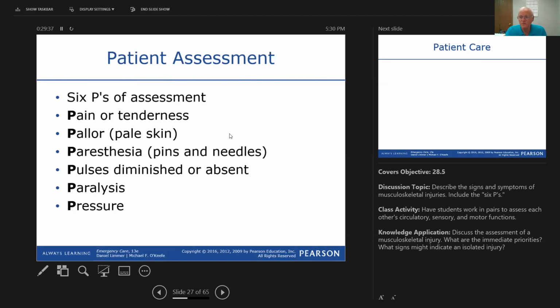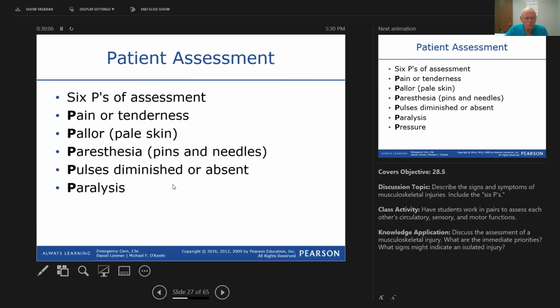That's something I have constantly because I've got a couple herniated discs in my neck. I'll actually probably show you a picture of that next lecture. So I have constant pins and needles sensation in my arms and hands. And I'll be having surgery here shortly, I'm guessing, not until first of the year. May have diminished or absent pulses, and then paralysis, doesn't move at all, and a feeling of pressure.